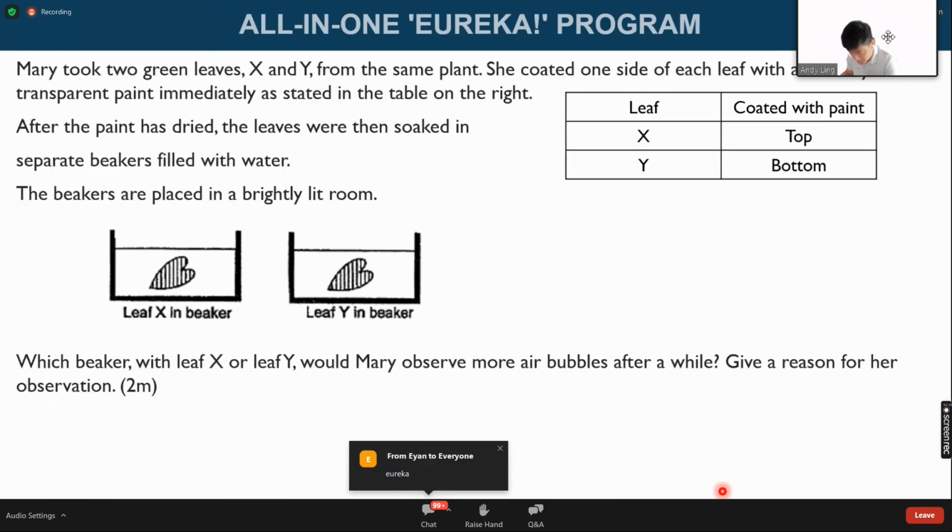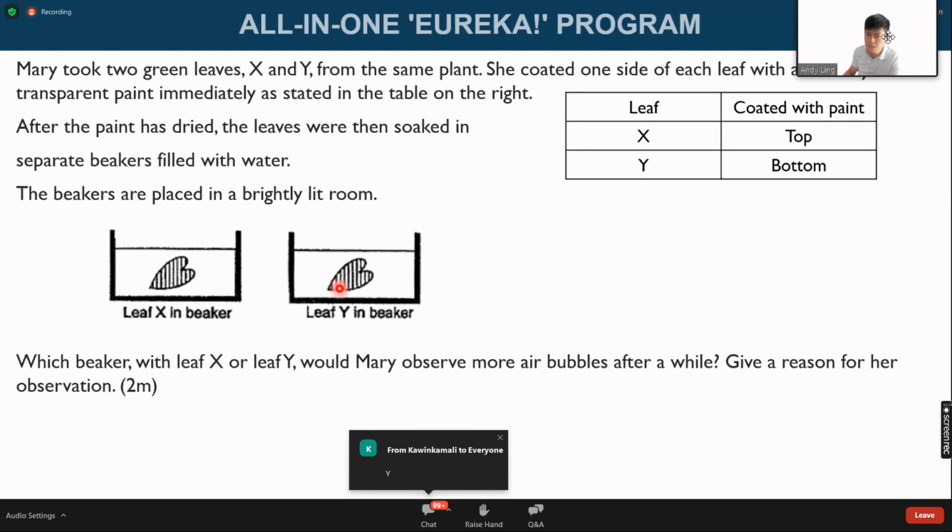Okay, another example. I want you to practice and apply the RA. So Mary took 2 green leaves. This is a separate question, by the way. Mary took 2 green leaves, X and Y, from the same plant. She coated one side of each leaf with a thick layer of transparent paint, as stated in the table on the right. After the paint had dried, the leaves were then soaked in separate beakers filled with water. The beakers are placed in a brightly lit room.